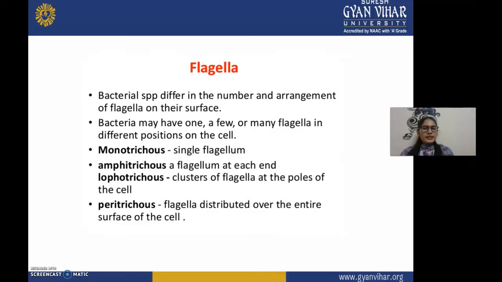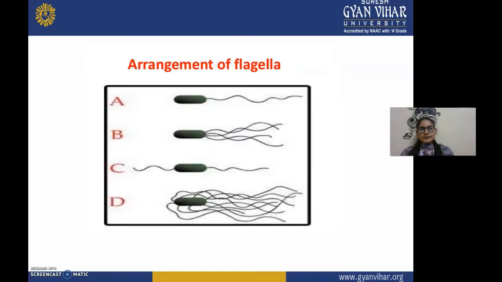Now, flagellated bacterial species differ in the number and arrangement of flagella on their surface. So, bacteria may have one, a few, or many flagella in different positions on the cell, and monotrichous is a single flagellum, and amphitrichous is a flagellum at each end. Lophotrichous is a cluster of flagella at the pole of the cell. Now, peritrichous is flagella distributed over the entire surface of the cell.